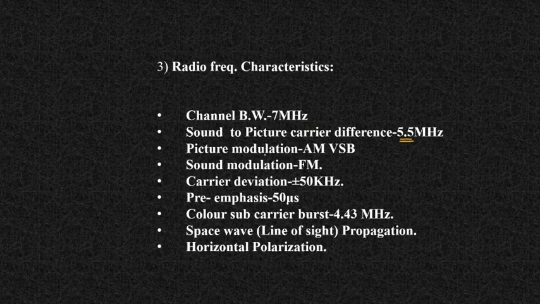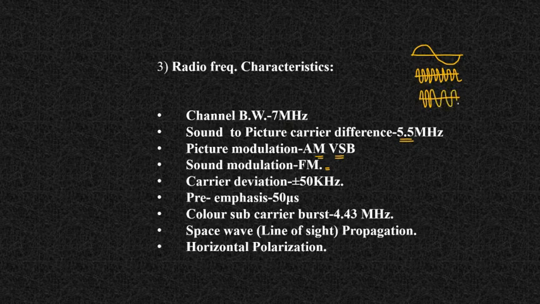What is the picture modulation? It's amplitude modulation, vestigial sideband transmission. Which type of modulation you are using for picture? Amplitude modulation. Which type of modulation you are using for audio signal? It's frequency modulation. So if you are doing frequency modulation में आप क्या करते हो? This is your modulating signal. This is your carrier frequency. Higher frequency is always a carrier frequency, and there is a deviation in the frequency. ठीक है?